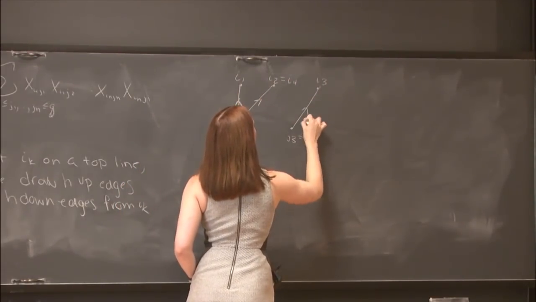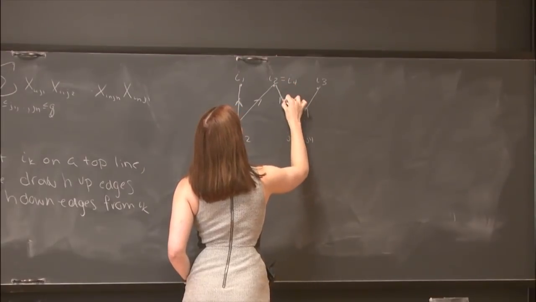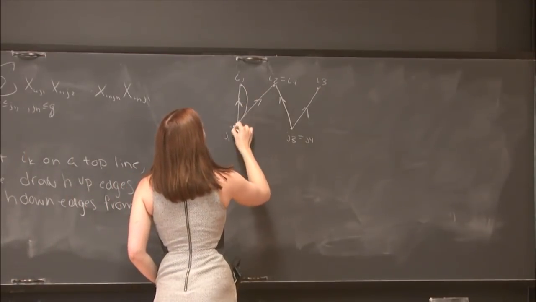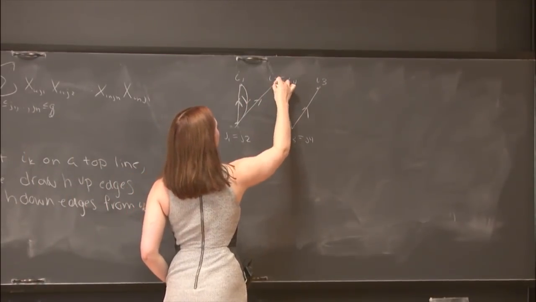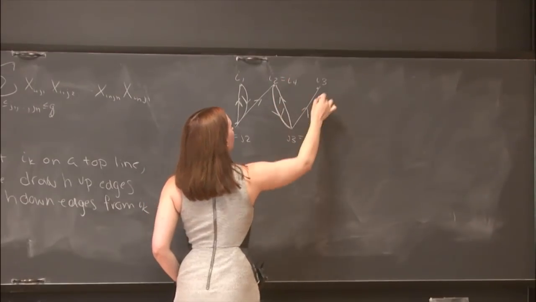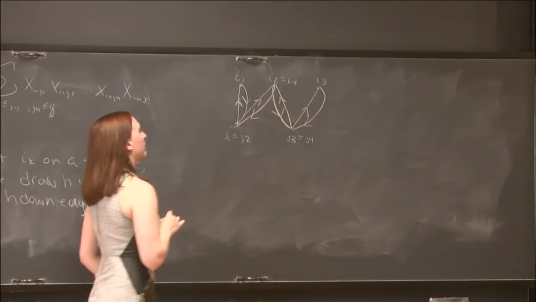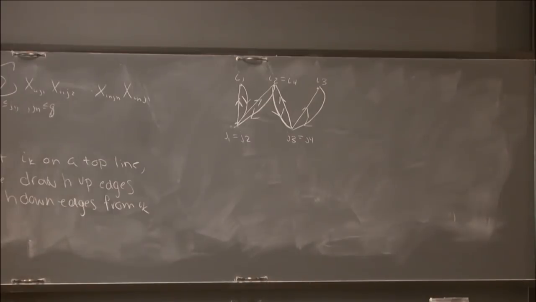So here, J4 to I4, and down edges from IK to JK plus 1. So I1 goes to I2, I2 goes to J3, I3 to J4, and I4 to J1. Good?